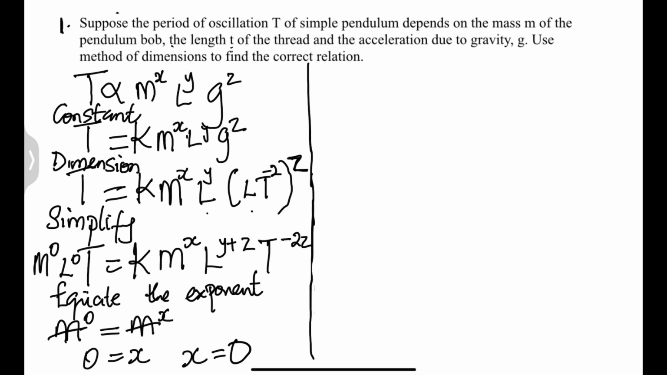Okay, so for the next step, we're going to write that L raised to power 0 is equal to L raised to power y plus z. So this is what we'll have right here. We can equate the powers. We cancel the base and equate the power. So we have 0 is equal to y plus z. So this is what we have.